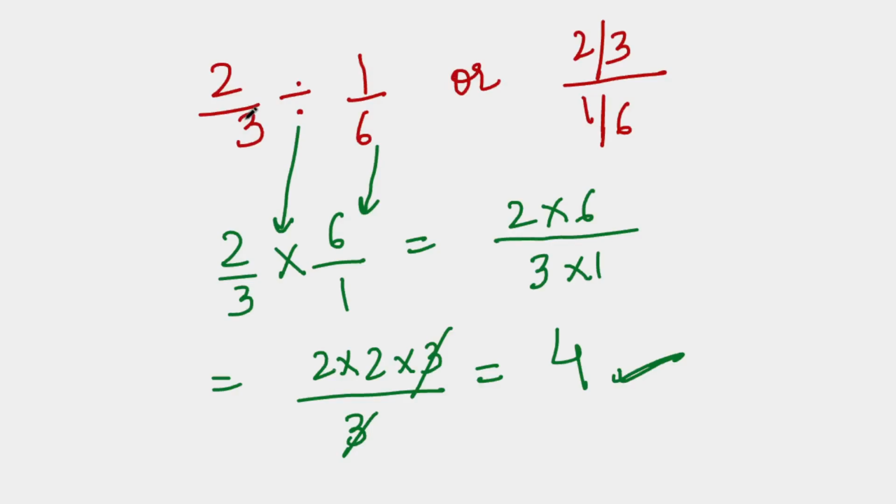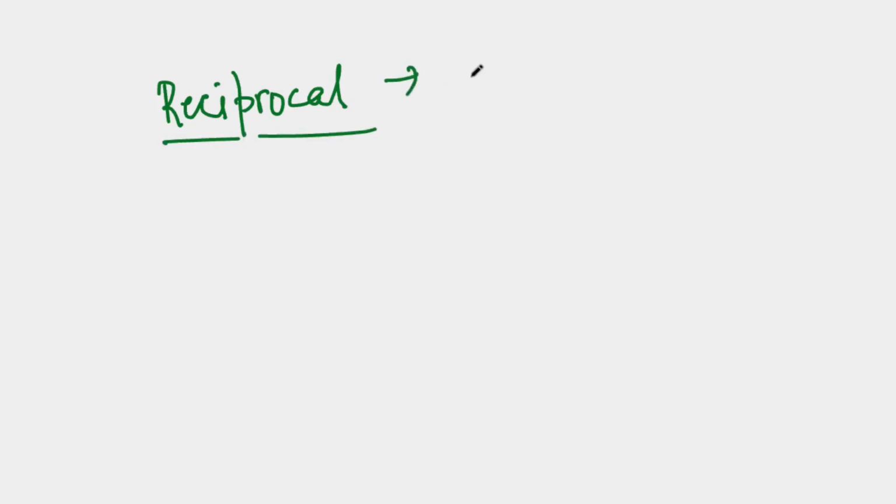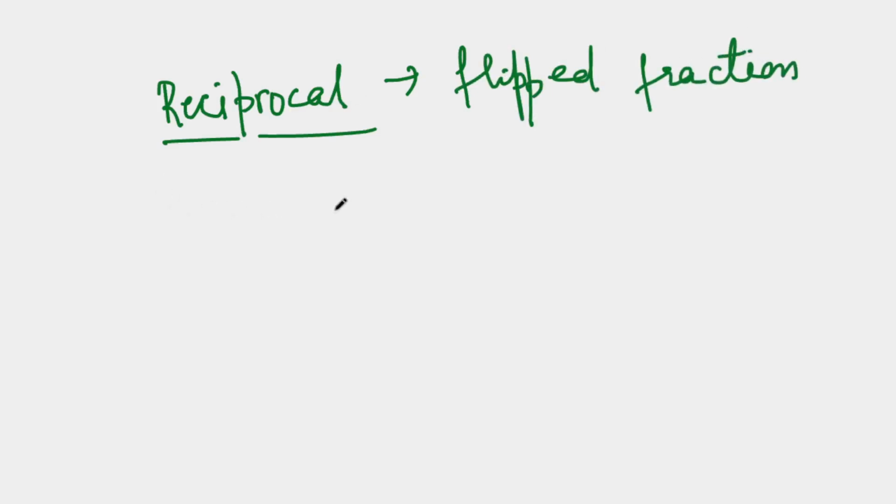Now, let's understand, why do we need flipping at all? Okay, because this why is really important. And before that, we need to understand a term, reciprocal. Okay, what is reciprocal? The flipped version, okay, the flipped fraction. When you flip a fraction upside down, it becomes the reciprocal.